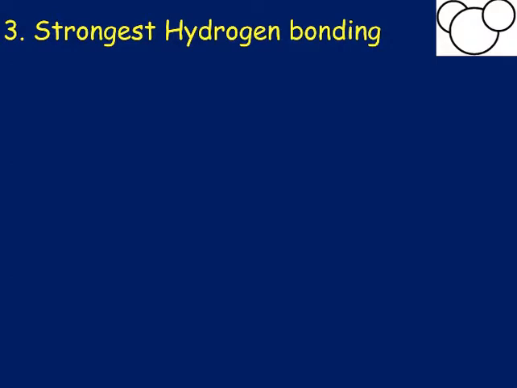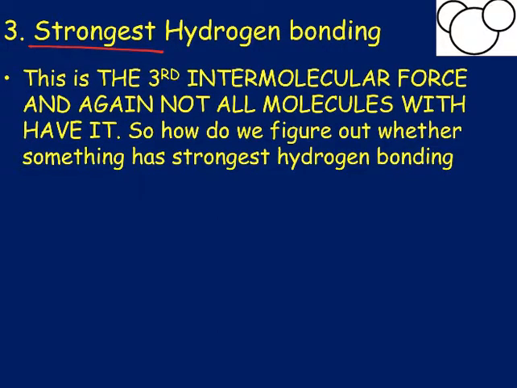So the last intermolecular force we're going to look at is what's called hydrogen bonding. And this gets the strongest descriptor because of all of the intermolecular forces. This is the one that you've got to input way more energy to actually disrupt. So if you have hydrogen bonding, you have to overcome it. So therefore your boiling points and melting points will be very high. So this is the third and the final intermolecular force, and not all molecules will have it.